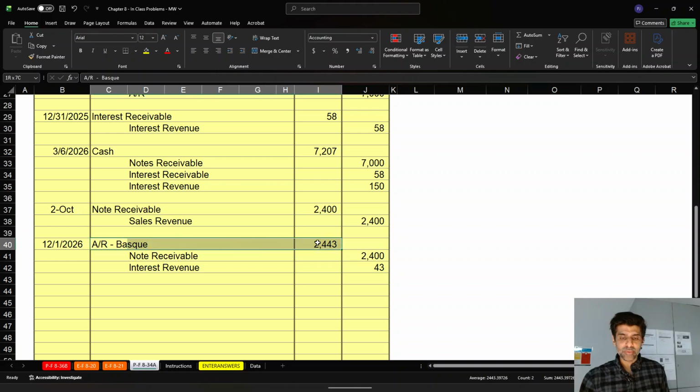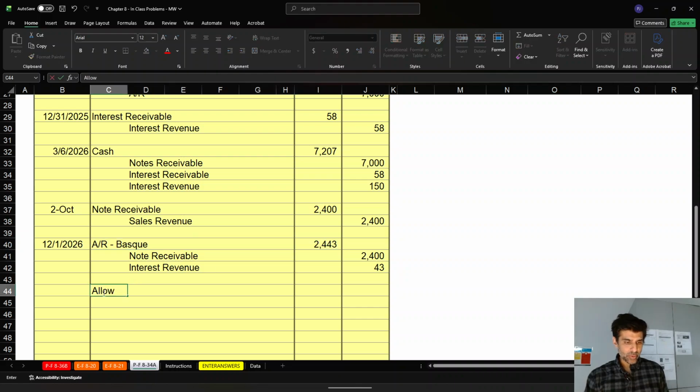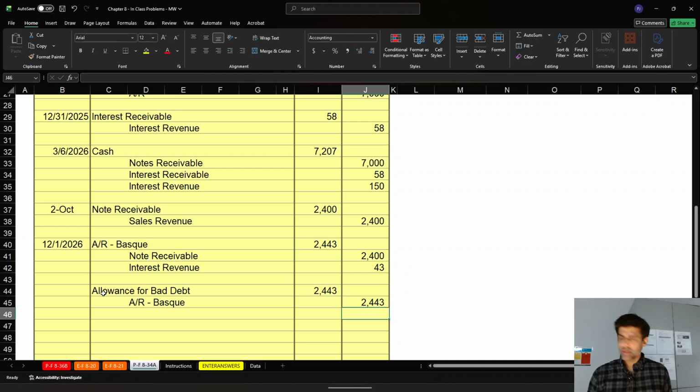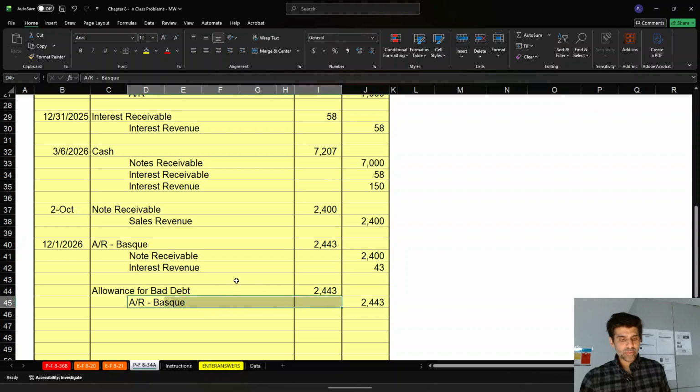Now we're going to write this account receivable off because it's uncollectible. We're going to use allowance for bad debt, and we're going to write off this entire amount. That's it. So now we've removed it from notes receivable, and we removed it from accounts receivable. It's uncollectible, and indirectly through this allowance for bad debt we've taken an expense for it.